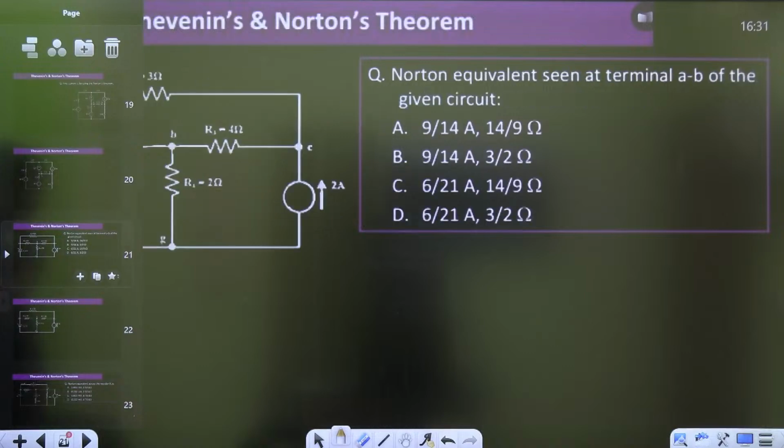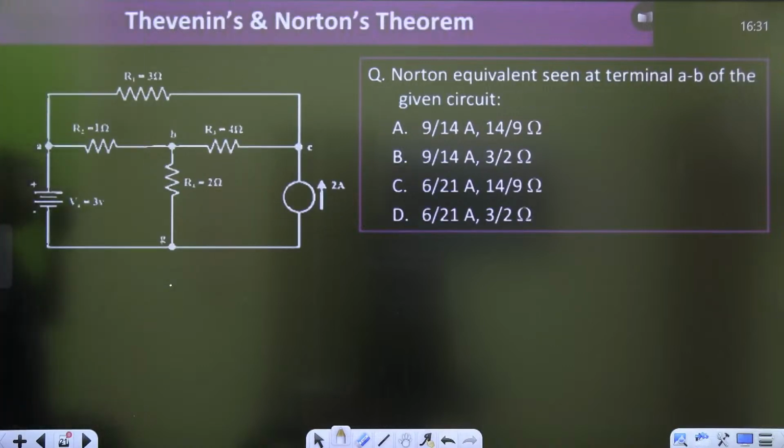This one. बोलिए जरा. The Norton's equivalent seen at the terminal AB of the given circuit. चाहे Norton's निकालो चाहे Thevenin's आप निकाल सकते हो. Where is the AB? ये A और ये B. इसके across आपको निकालना है. मतलब 1 ohm के across निकालना है, AB terminal के across आपको Norton's equivalent निकालना है दोस्तों.